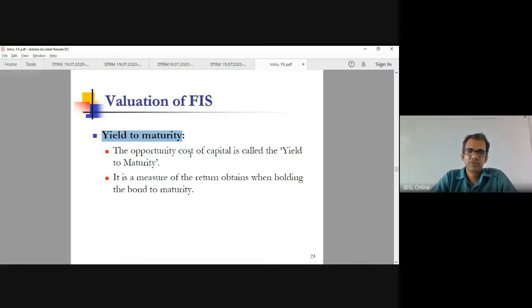If a 2-year bond today gives us 6% yield to maturity, we can think about whether that 6% is enough for me for a 2-year period. If it is not, if you think 6% is not enough, you should not buy that security. If you think 6% is more than enough, then you should buy that security.